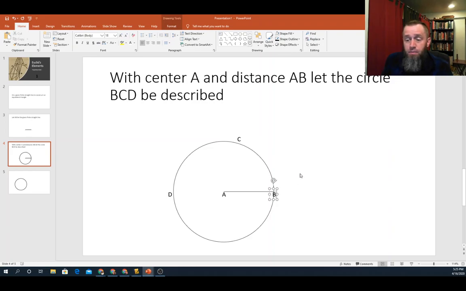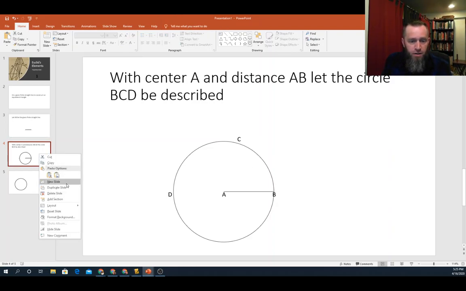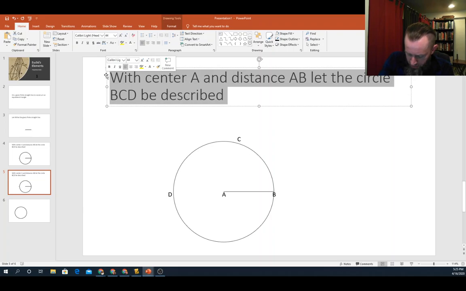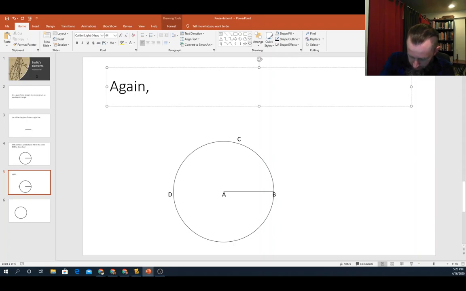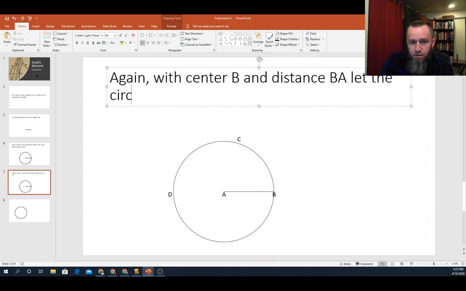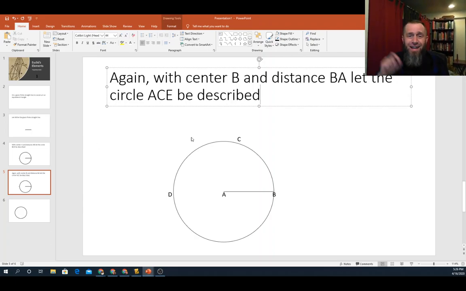All right. The next thing we're supposed to do is we're going to duplicate this again, because I don't want to lose our illustration as we get it, but we're doing a new step here. And now he says, again, with center B and distance BA, which of course is the same as AB, let the circle ACE be described.